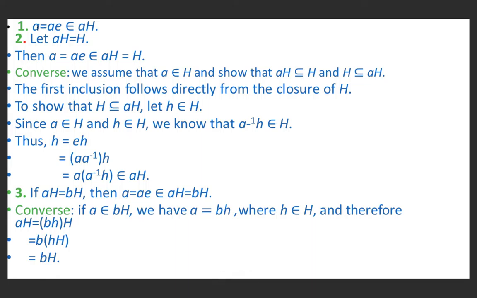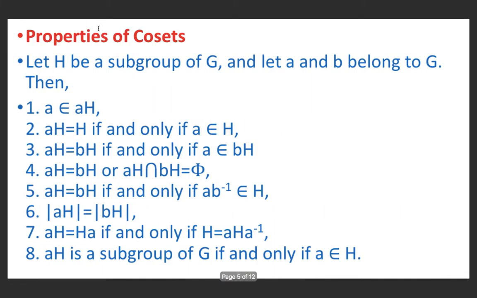So, we know that a is equal to ae because e is the identity element. So a is equal to ae, therefore it belongs to aH. Now the second property is aH is equal to H if and only if a belongs to H. We will first prove that aH equal to H if a belongs to H. Then we will prove its converse part, that if a belongs to H, then aH is equal to H.